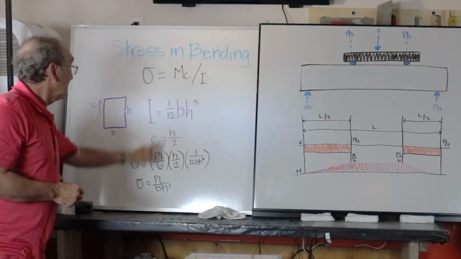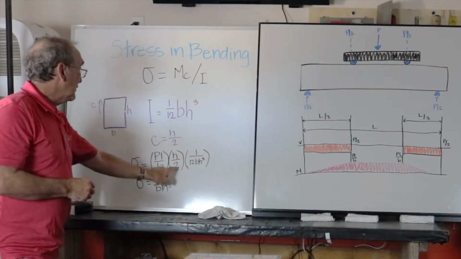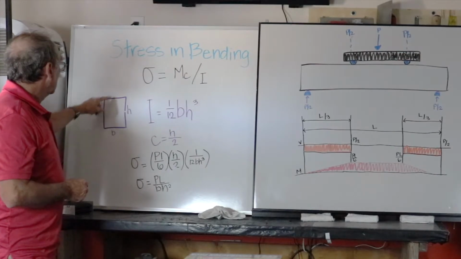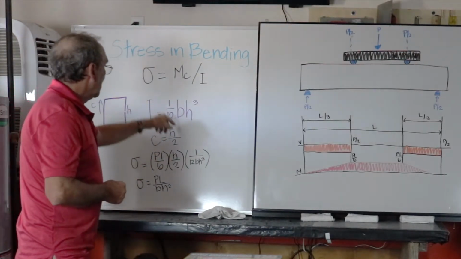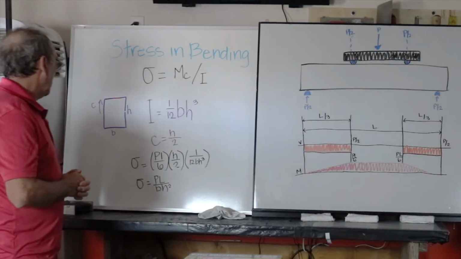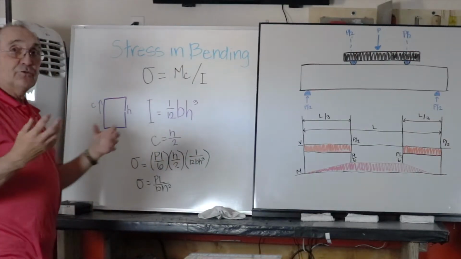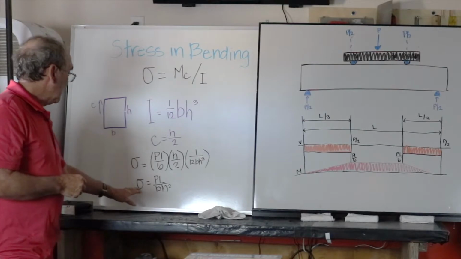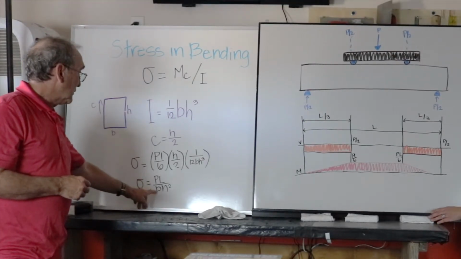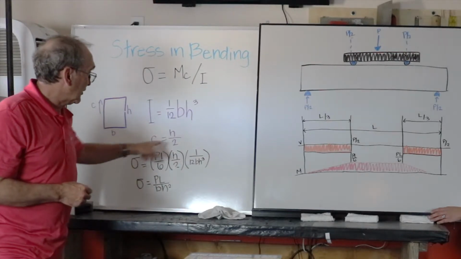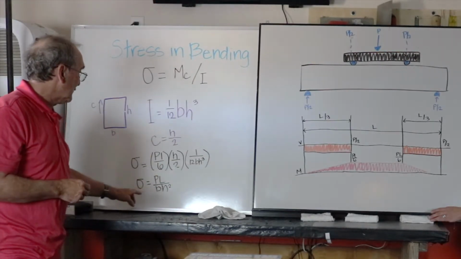We plug that in. That's M. C, H over 2. We plug that in. Moment of inertia, 1/12 BH cubed. We plug that in. And then we simplify that, and we get the stress in the outside fiber of the beam, PL over BH squared. That's merely algebraically simplifying this substitution.